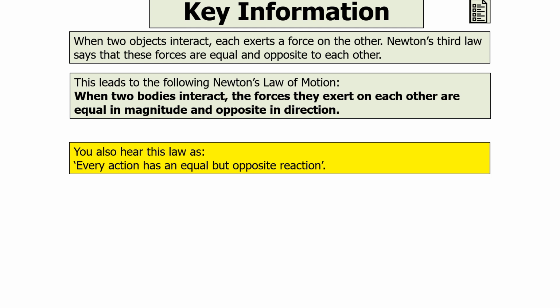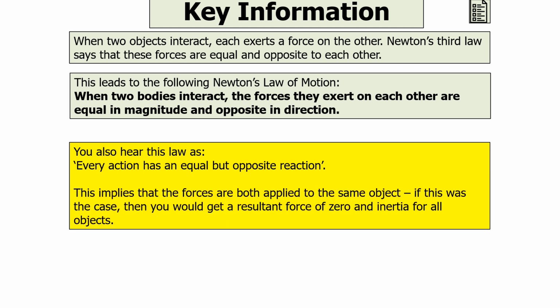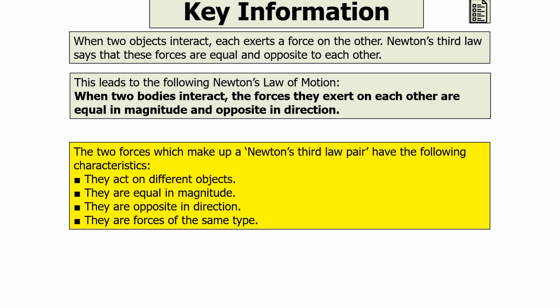You may hear this law as "every action has an equal but opposite reaction." This isn't a good way to describe this law as it implies that the forces are both applied to the same object. If this was the case, then you would get a resultant force of 0 and inertia for all objects.